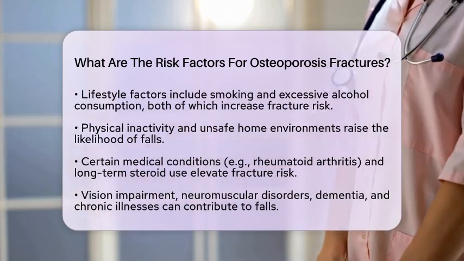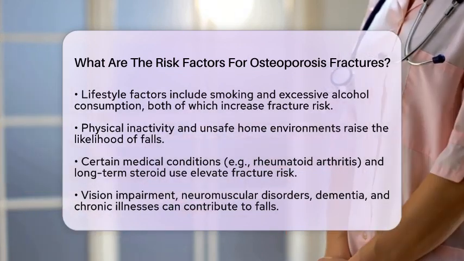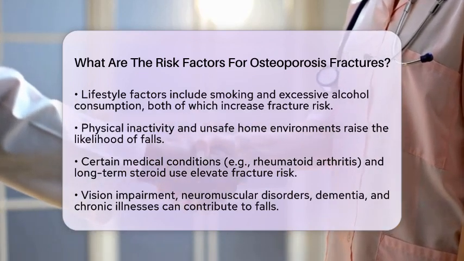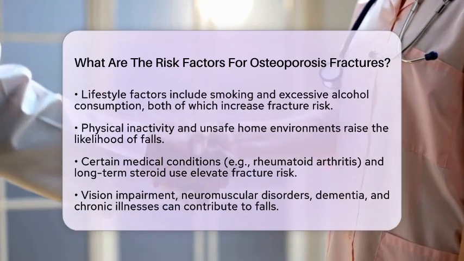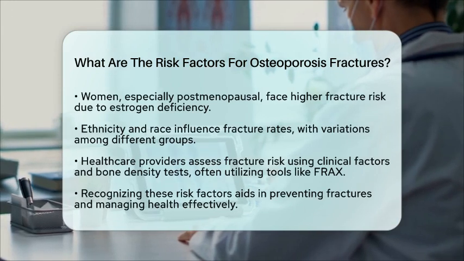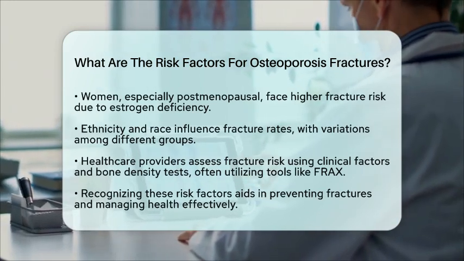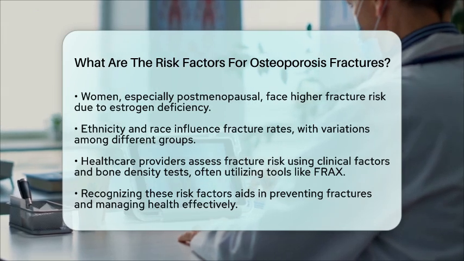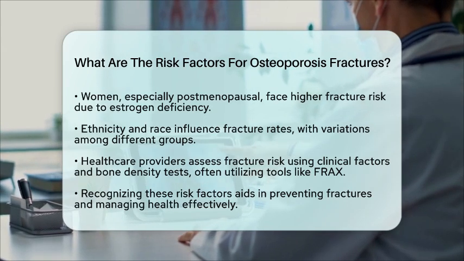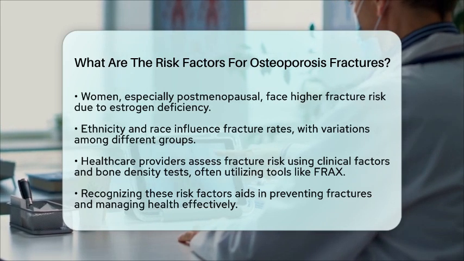Ethnicity and race can influence fracture risk as well. Research shows that fracture rates vary among different racial and ethnic groups. For example, white populations tend to have higher fracture rates compared to Asian, Black, and Hispanic populations. This disparity may not be fully explained by differences in bone mineral density alone, as social, environmental, and clinical factors likely play a role. In practice, healthcare providers assess fracture risk by combining clinical risk factors with bone density testing.